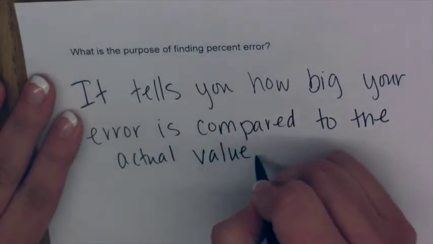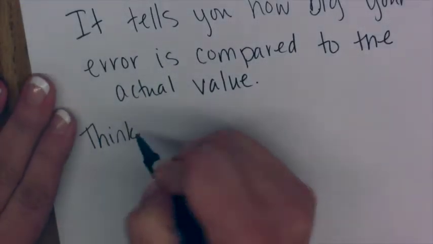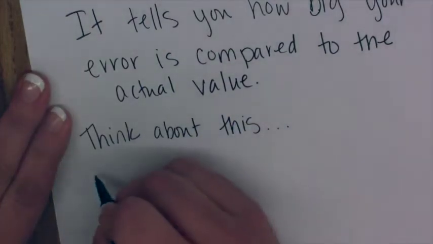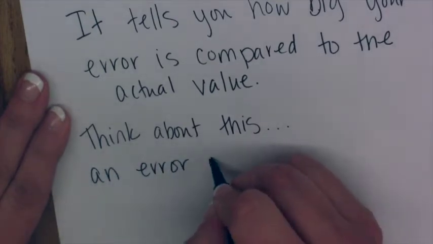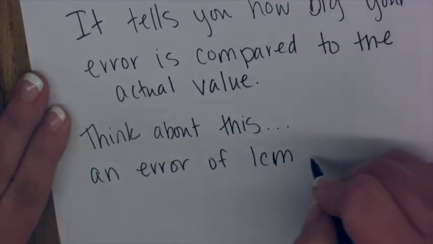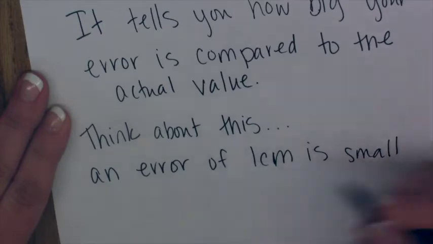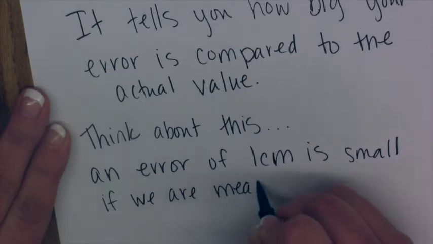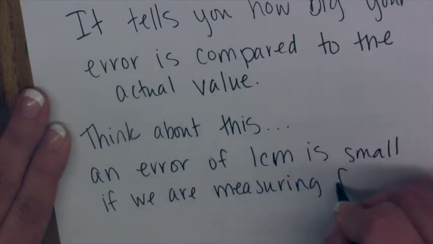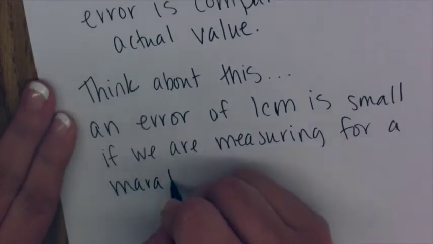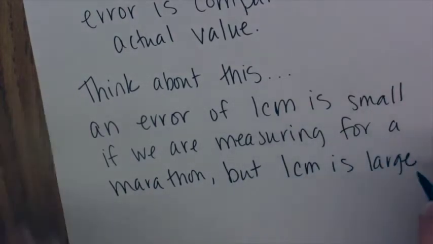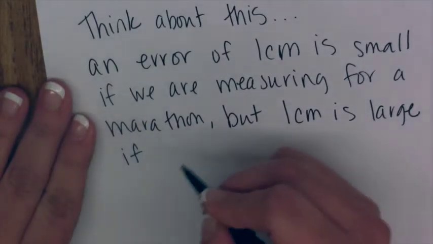Now you might still be asking, but why is that important? I want you to think about this. It might be good to write it down so you can look at it later. An error of 1 centimeter is small when we're talking about measuring for marathons. We're talking about 26 plus miles. But 1 centimeter is large for an error if you were a heart surgeon working on a tiny heart.